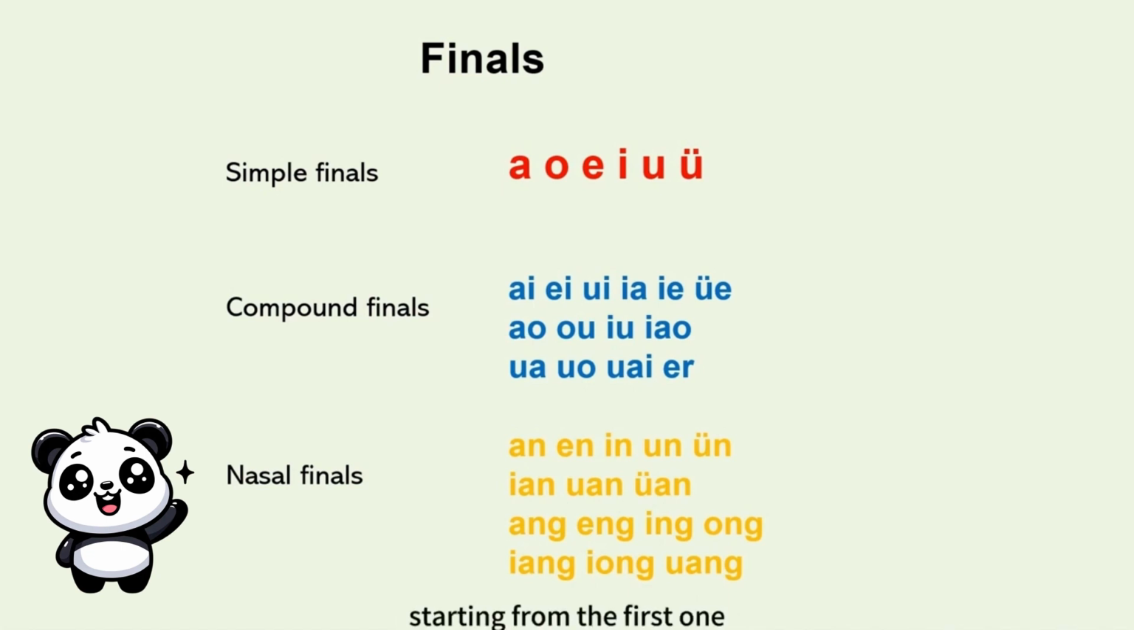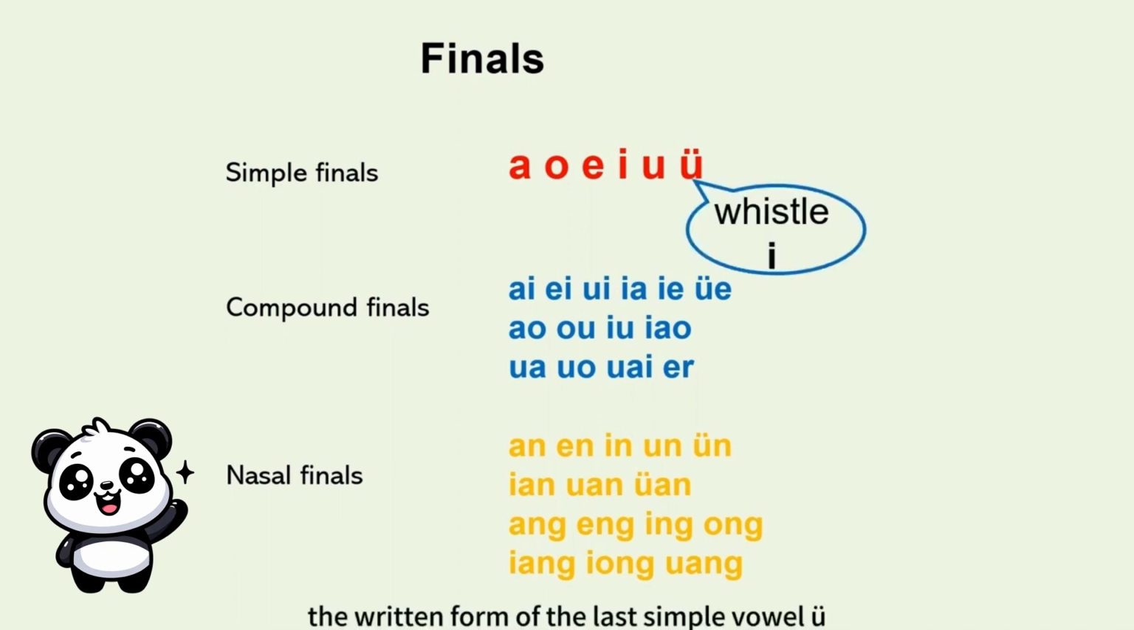The 6 simple vowels are, starting from the first one, a, o, e, i, u, ü. The written form of the last simple vowel, ü, is u with 2 dots above it. The only difference between ü and the i is lip rounding. Try to round your lips and whistle the i vowel out. I, ü.